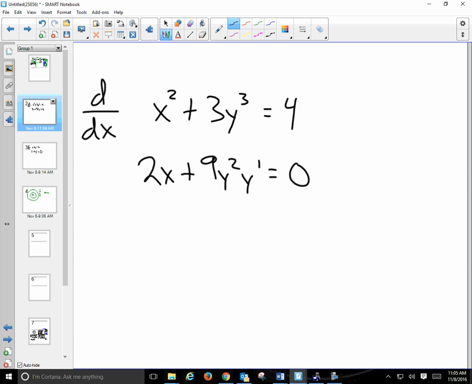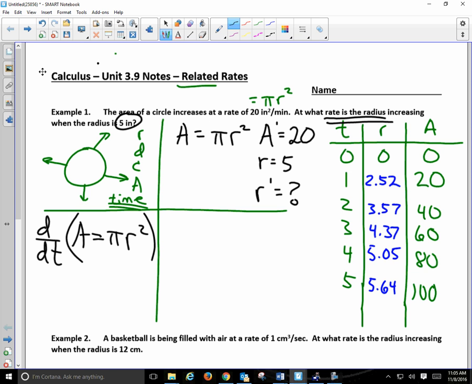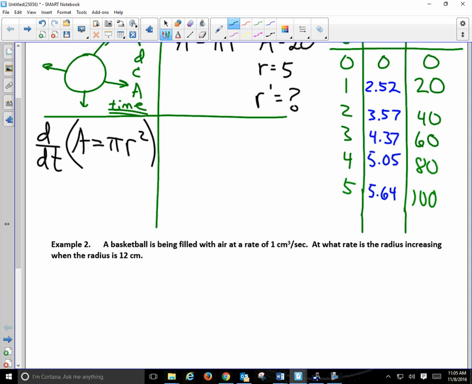Well, notice in this situation, I'm taking the derivative with respect to time. Does t pop up in here at all? So every time I take the derivative of a variable, I have to attach an A prime or an r prime or anything like that. So the derivative of A is 1 and attach an A prime. Pi is just a constant, it's not a variable, so it comes along with us. What's the derivative of r squared? 2r, so I have 2 pi r times r prime. I have to attach an r prime.